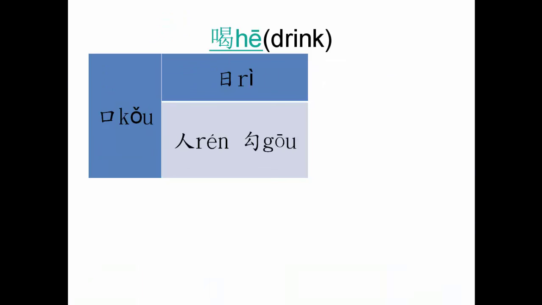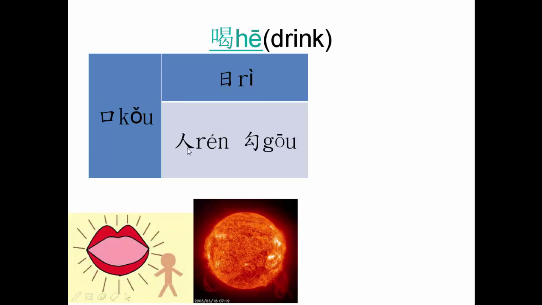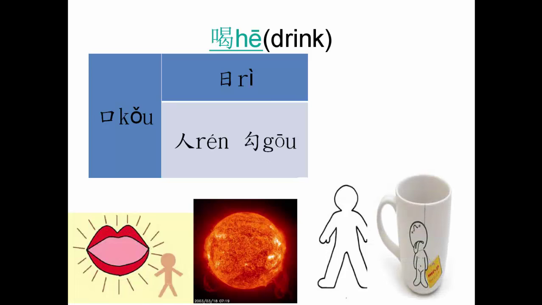喝 is combined by four parts: 口, 日, 人, and a part that looks a little bit like a go. Go means to check. 口 means mouth. 日, sun. 人, people or human beings. And go, it means to check. But I want to let you know how to write this one.